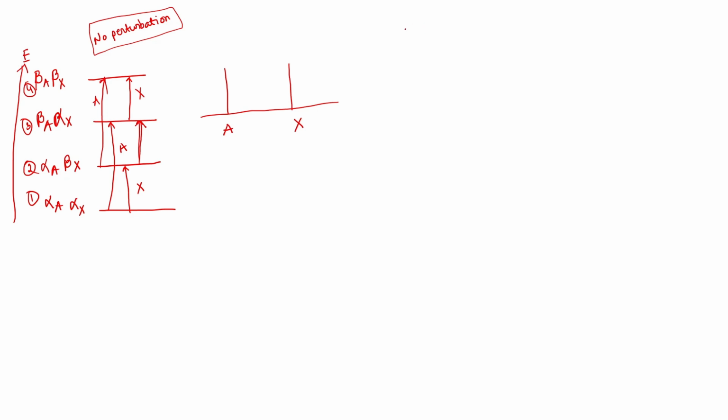Now when there is perturbation, coupling leads to perturbation, and that perturbation is H J_AX by h cut square, something like the angular momentum of A and X.